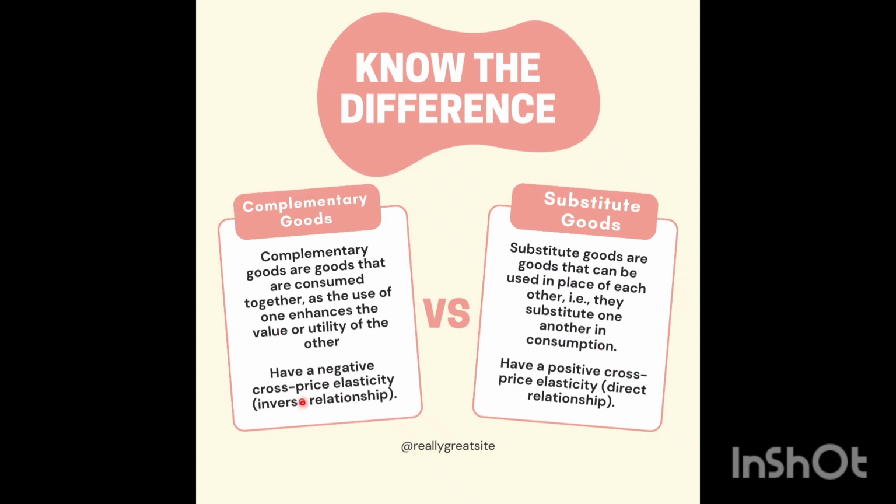Now, talking about the price elasticity, complementary goods have a negative cross price elasticity, that is, they have an inverse relationship, whereas substitute goods have a positive cross price elasticity, that is, a direct relationship. We are going to understand this price elasticity thing in detail in the further slides.